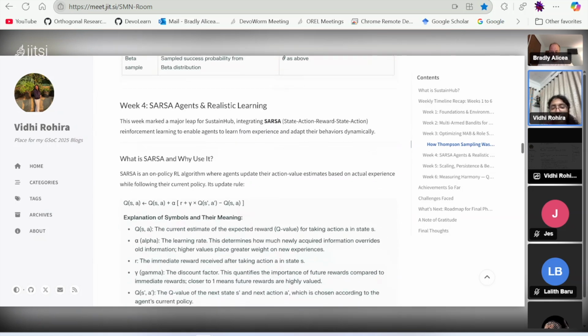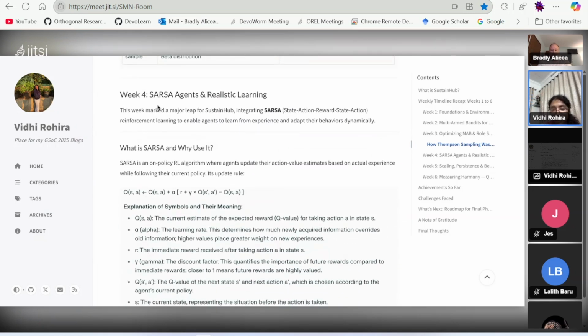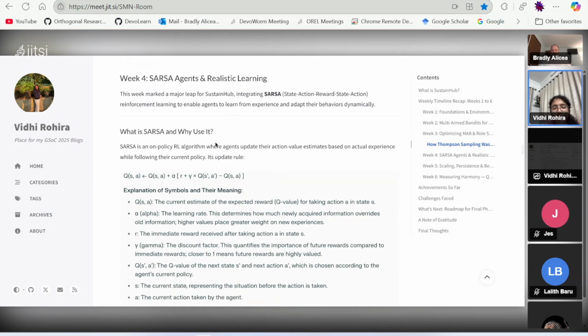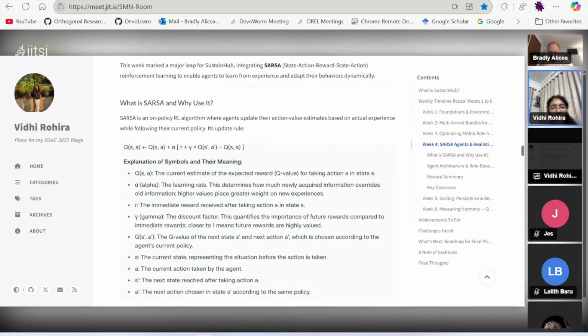Then finally, week 4 had state, action, reward, state, action, that is SARSA. So like real reinforcement learning. Multi-armed bandit is just like a mini version, but SARSA is what we have used and how it is going on.